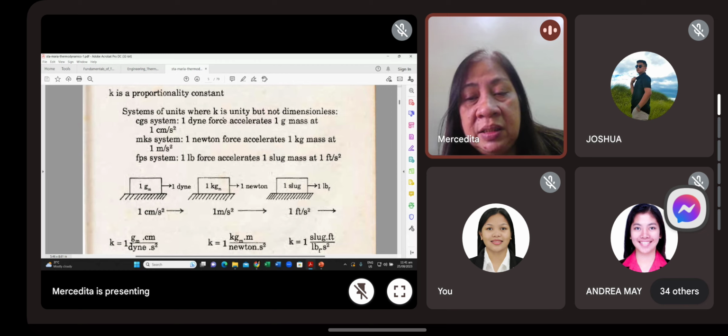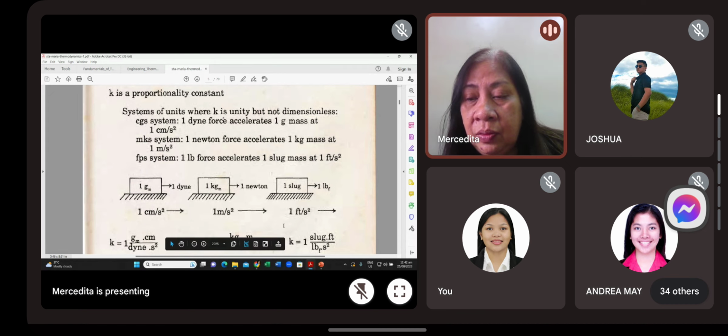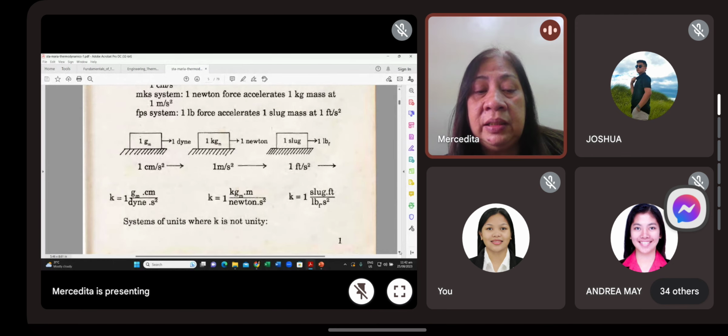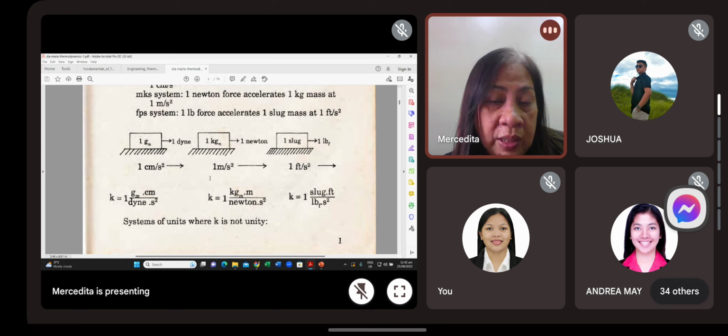So, if your mass is in slug and your acceleration in feet per second square, ang resulting force niya is 1 pound force. Okay? Now, this is what we call the conversion factor or yung K natin na ginagamit. So, K here is the conversion factor. So that for this set of units, ang K natin is equal to 1.